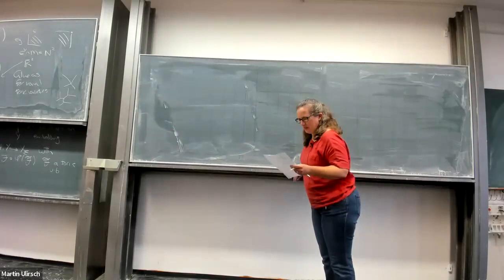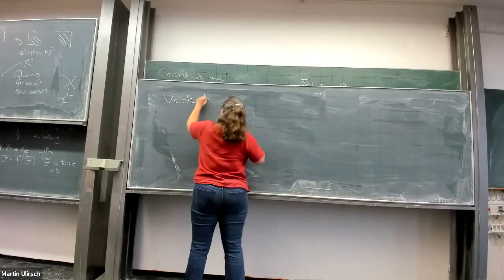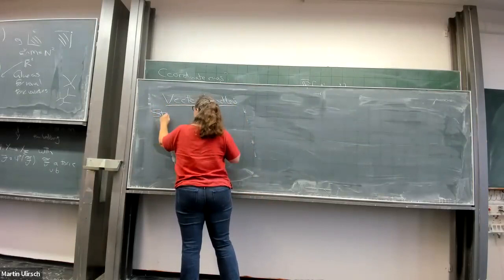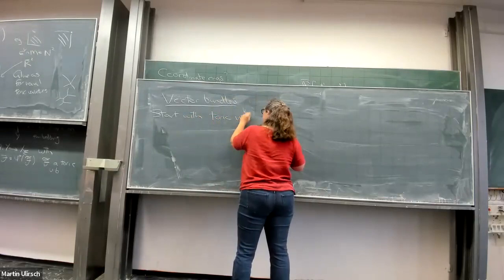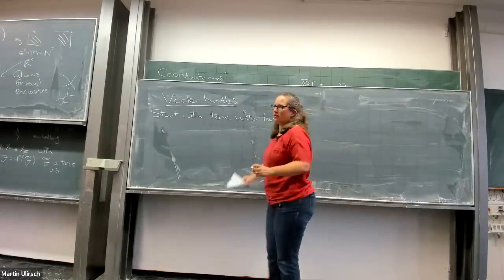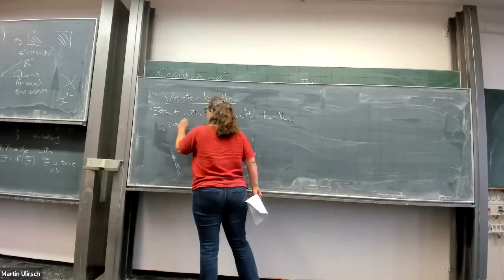Okay, so let's do vector bundles. And we're going to start with toric vector bundles, since we've already started talking about toric varieties. And as I said, I'm going to give an algebraic approach. So I want to define it as a locally free sheaf.